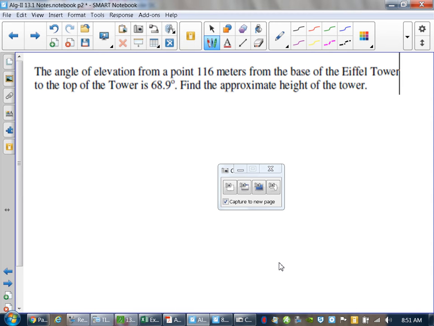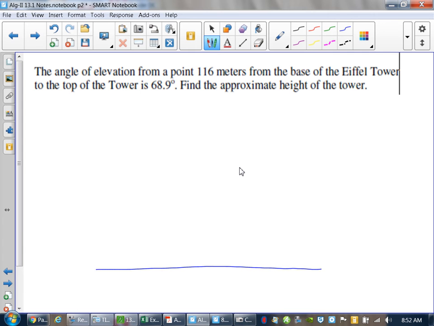So, angle of elevation is from line of sight looking up. Well, this one doesn't say there's a person standing six feet tall looking up to the top of the tower holding a clinometer or anything. It's basically saying, from the ground, looking up to the tower. See how well I can draw that.